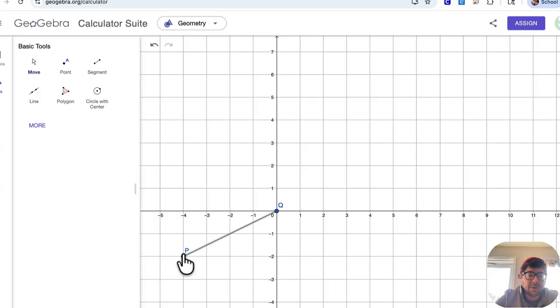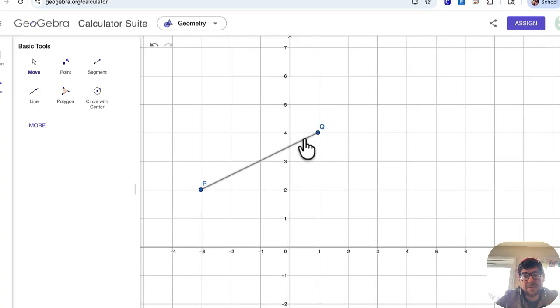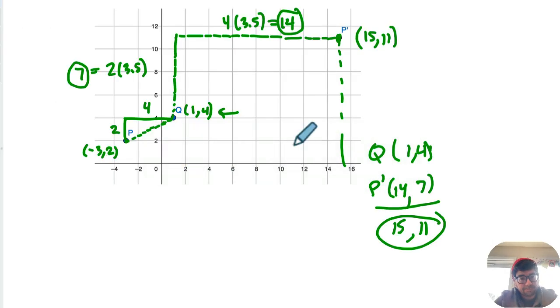I dilate P where it is right now about the origin. It's going to give me this image up here, but that's not my answer. I've then got to go back. I've got to go over 1 and up 4 to where Q began, right? And I hope it's snapping to the point. There it goes. So that's the algorithm. Bring it over, down, dilate across the origin, and then bring it back up and over and bring the image with it.